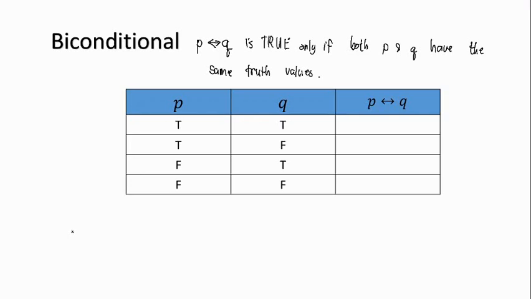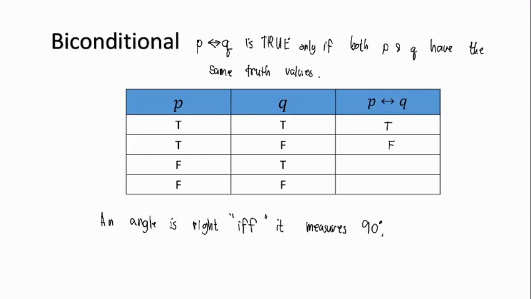Alright, so let's take the case of: an angle is right if and only if it measures 90 degrees. So if an angle is right and it measures 90 degrees, it's a true statement. But what if an angle is right and then it doesn't measure 90? It's a false statement, right?